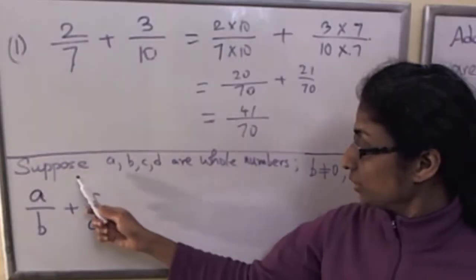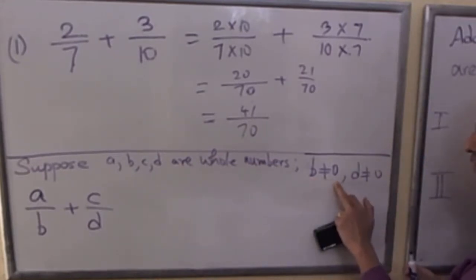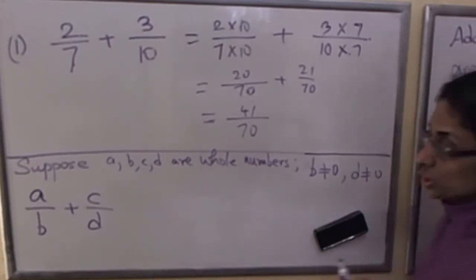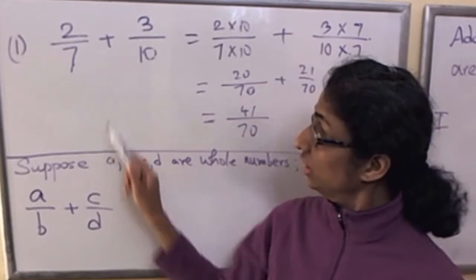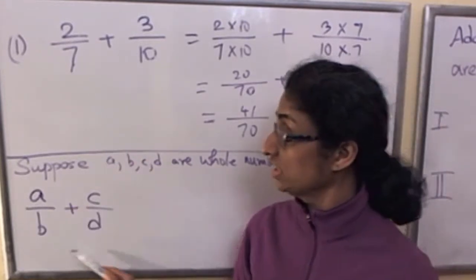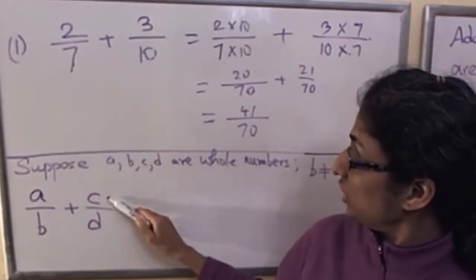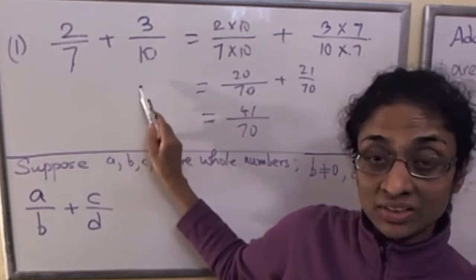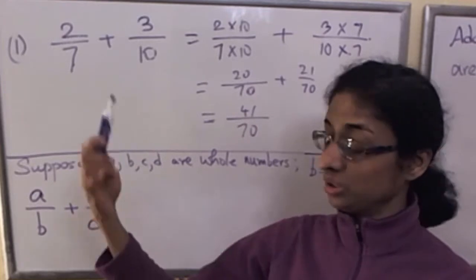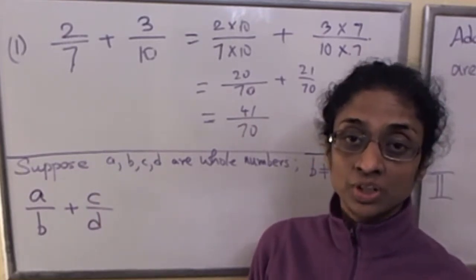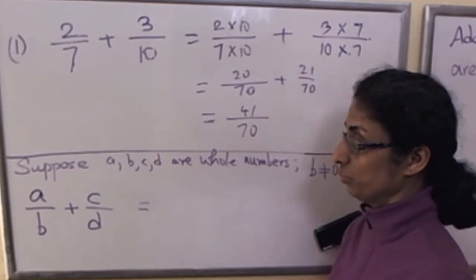So let's discuss this. Suppose A, B, C, D are whole numbers, and B is not equal to 0, D is not equal to 0. So what do I have here? A over B, a fraction, plus C over D, another fraction. Just like this, but now, by using letters, we give ourselves more freedom. A could be 2, B could be 7, C could be 3, D could be 10, then we get exactly the same problem. But you could pick any other whole numbers for A, B, C, D, and that means whatever we write out here also applies to another example. So let's see how we might proceed.